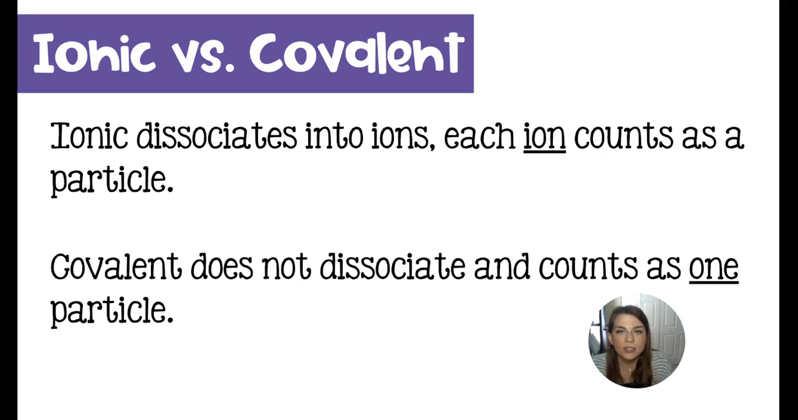it dissociates into its ions, and each ion is going to count as its own particle. So if we had sodium chloride dissolve, the sodium ion and the chloride ion would count each as a particle, resulting in 2 particles. Covalent bonds, or things with covalent bonds, molecular substances, don't dissociate normally in water, so their molecule is going to stay intact, and that'll count as just 1 particle when we are considering dissociation.